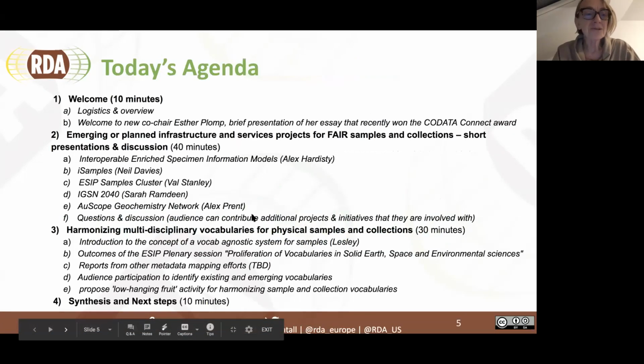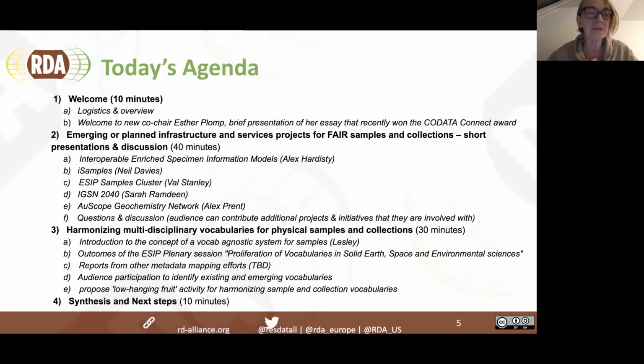So here's our agenda today. We have a short welcome, and this initial overview was already part of that. And I'm very happy to welcome a new co-chair. We will have a session that I mentioned, the forum allowing new and ongoing activities for FAIR samples to introduce themselves and provide an overview of their activities, and then give everybody an opportunity to answer some questions, and also the audience of this session to comment and ask further questions.